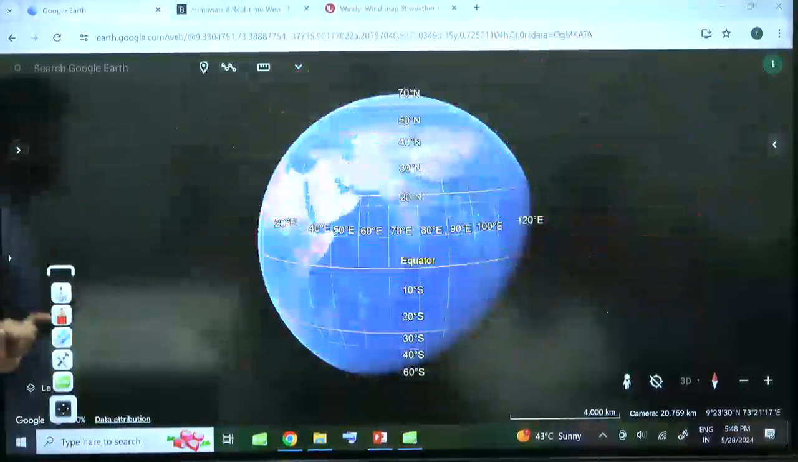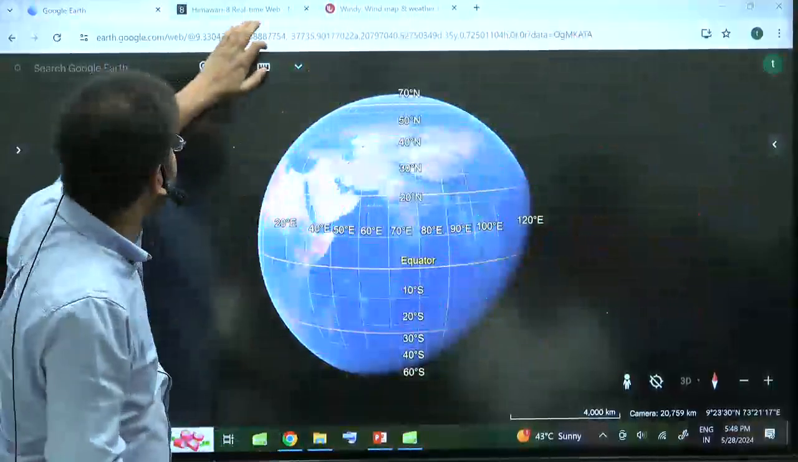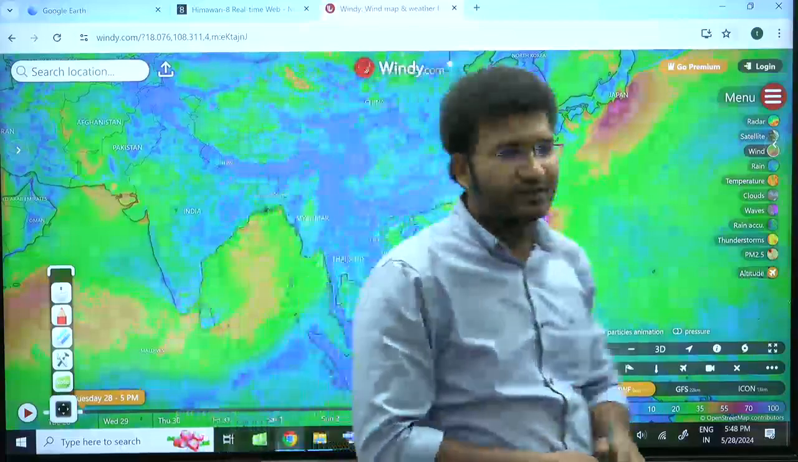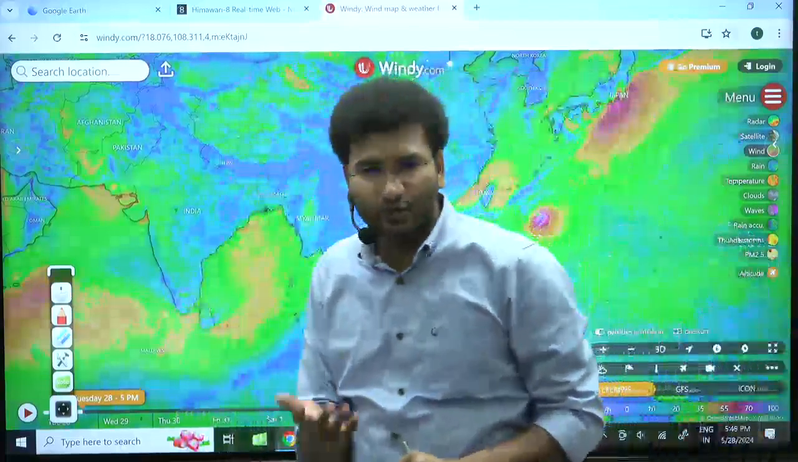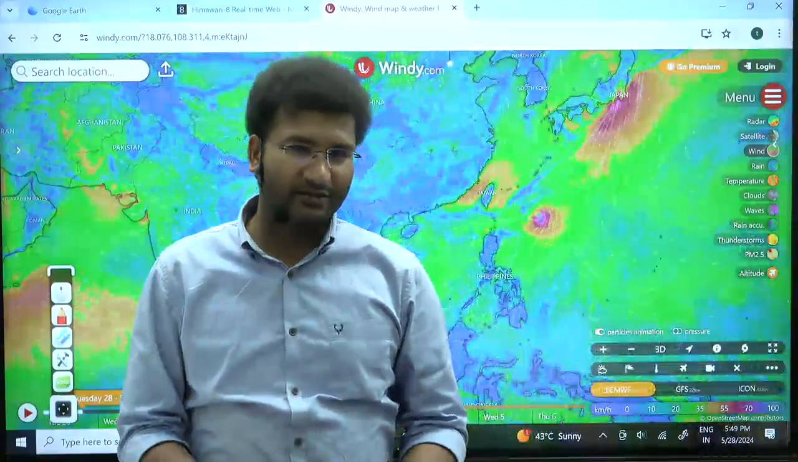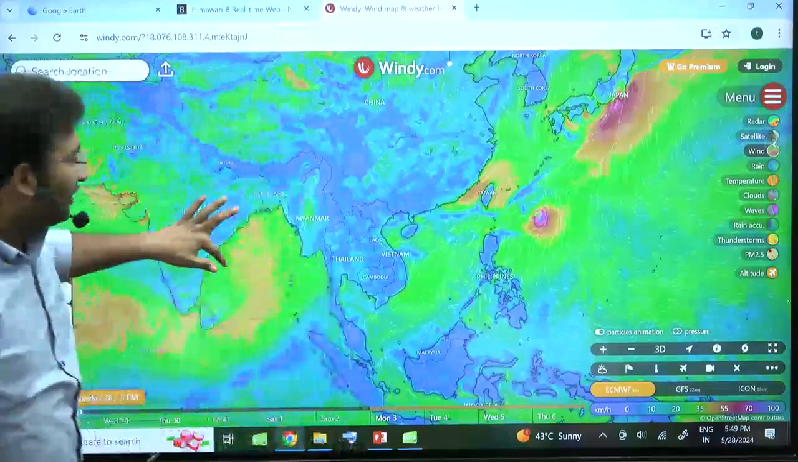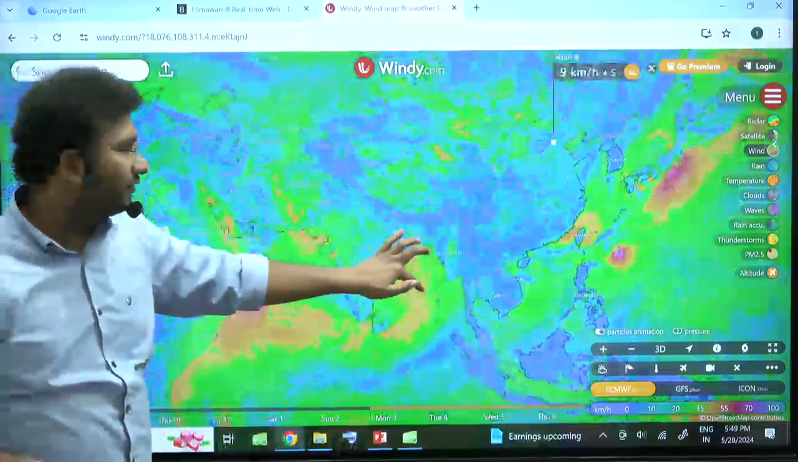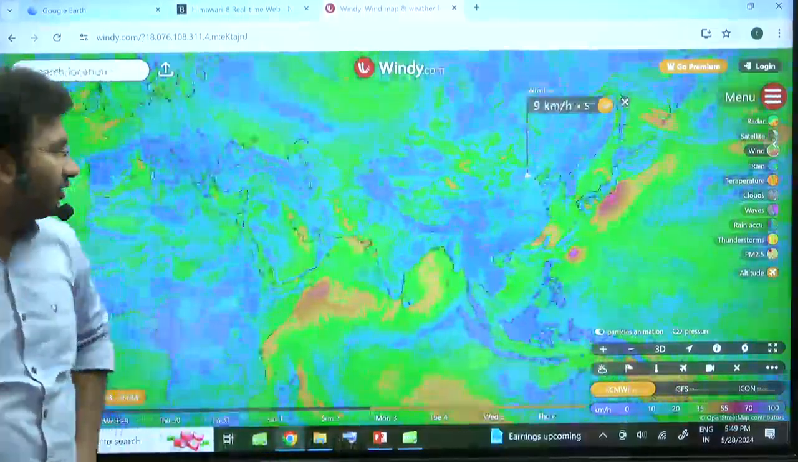Shaurya's question is, sir, which pressure belt is stronger and which pressure belt is weaker? How do we get to know? In simple terms, if the temperature of the local region is so hot, then the pressure will be low. Okay? Thermally induced. It is like that. Now, see here. I have the real-time data of the winds that are moving over.